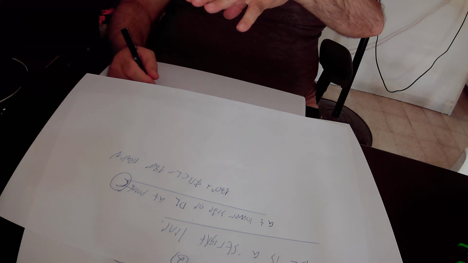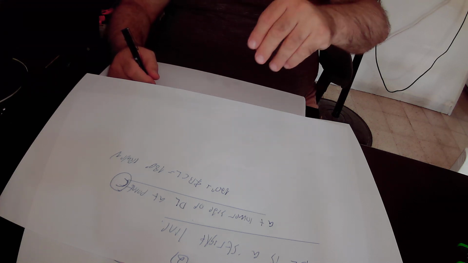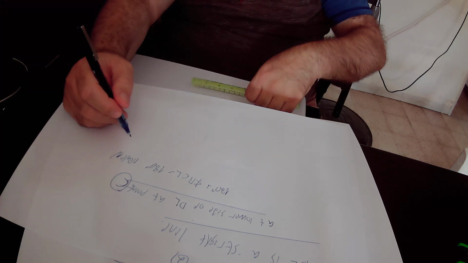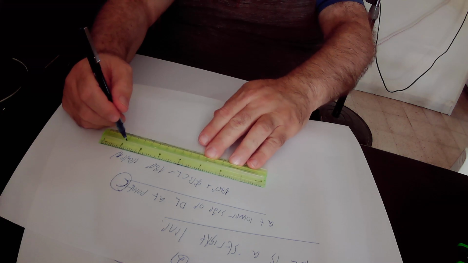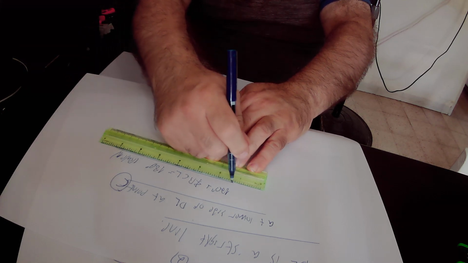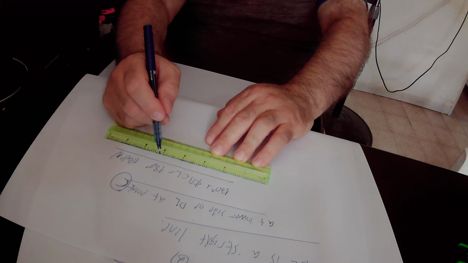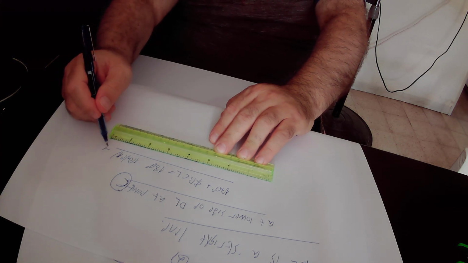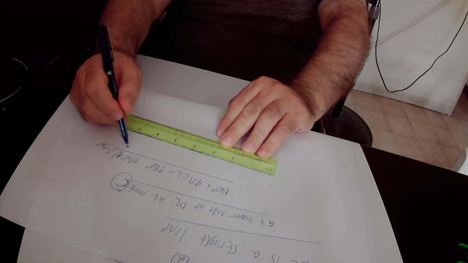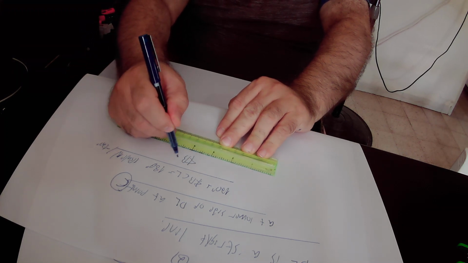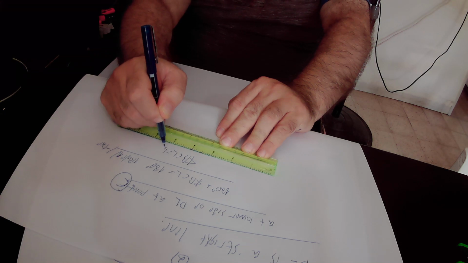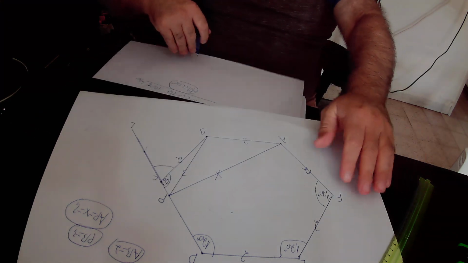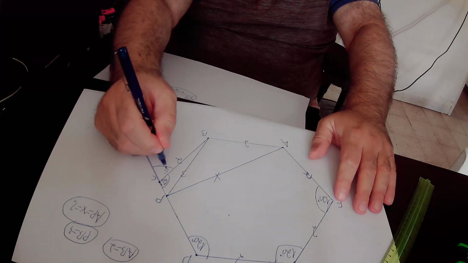At the lower side of DL at point C, which angles do we have? We have 120 degrees plus the missing angle BCL, in total equal to 180 degrees. We subtract 120 degrees from this equation, and we get that the missing angle BCL equals 60 degrees. This angle equals 60 degrees in its size.